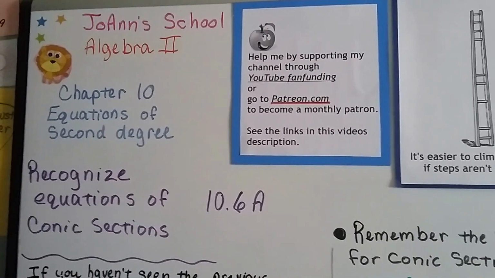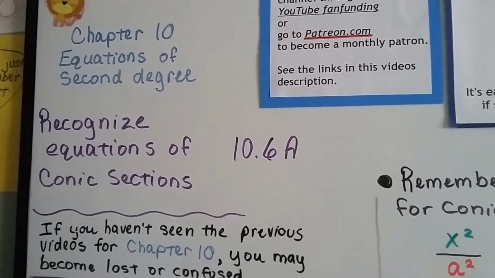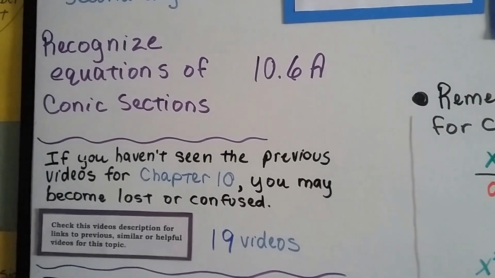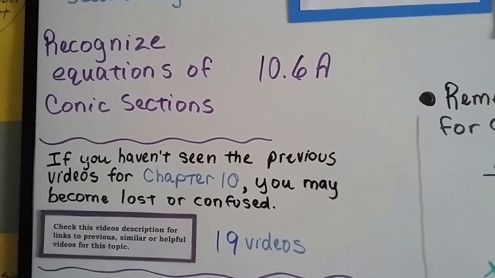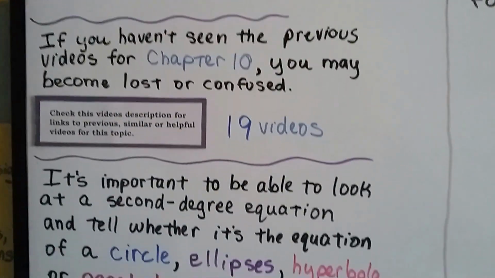We've made it to 10.6a in Algebra 2. We're going to talk about how to recognize equations of conic sections. Those are sections of a cone, and we've really compiled a lot of videos for Chapter 10. There's 19 now, so you can just click on the description to see any of the previous videos.